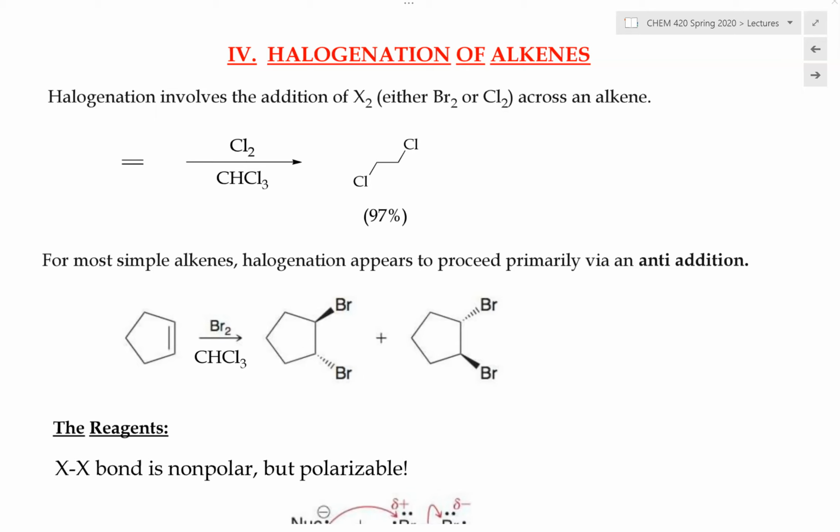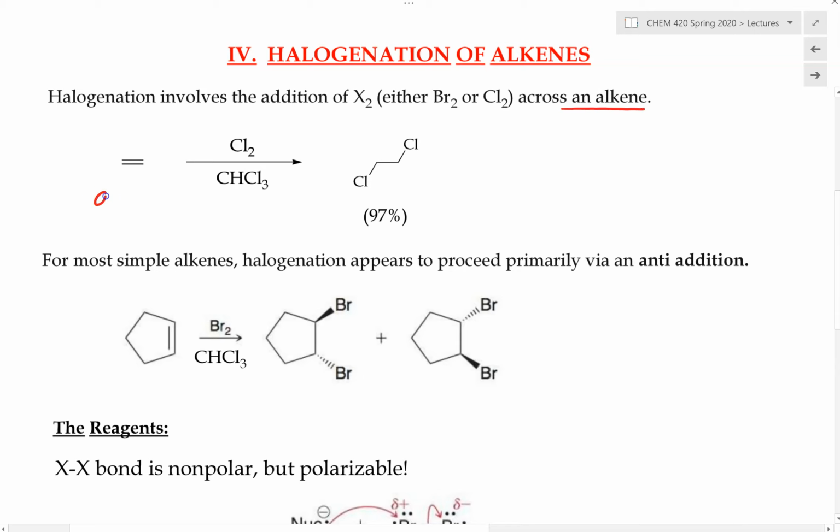Hi guys, in this lecture video, I will be discussing the halogenation reaction of alkenes with you. This is a type of addition reaction where two halogen atoms are added across the carbon-carbon double bond in an alkene. And here is the scheme of a halogenation reaction.